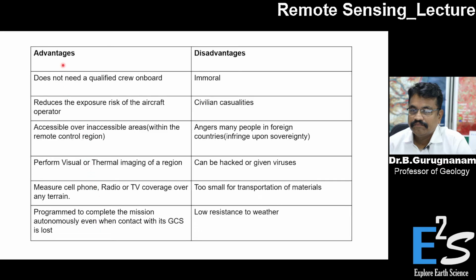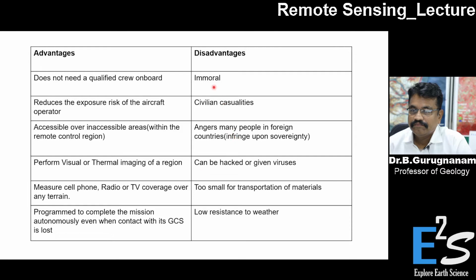What are the different advantages of UAV? It does not need a qualified crew on board. It reduces the exposure risk of the aircraft because manpower is not employed. Accessible over inaccessible, this is the main advantage. It can perform visual and thermal imaging, measure cell phone, radio or UV coverage over any terrain, and be programmed to complete the mission autonomously even when contact with GCS is lost.